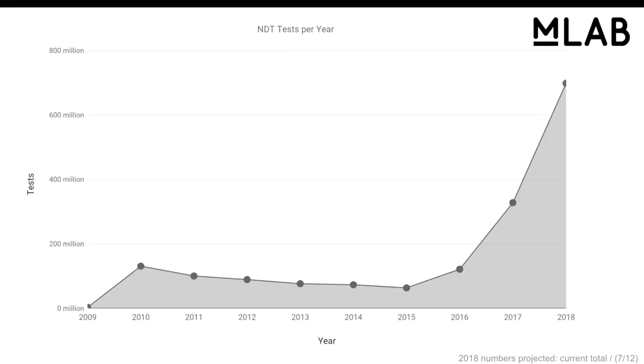And because of that partnership and other integrations of NDT, we saw this ever-declining trend turn around dramatically. You can see we definitely weren't getting 2 million a day in 2015, but this year we're on track to get 700 million speed tests in our database. We're getting an unprecedented view worldwide. But let's talk a little bit about the history of the data. And I'll turn it over to Georgia.